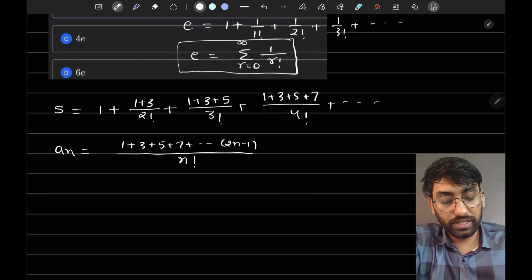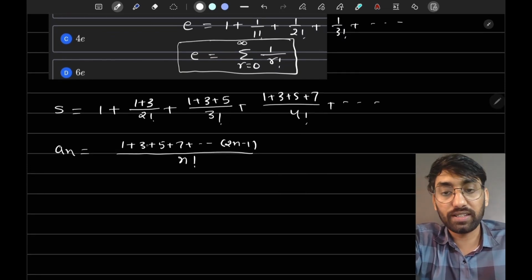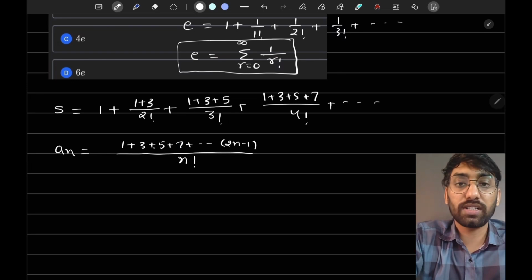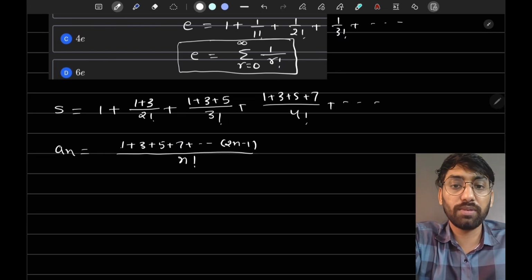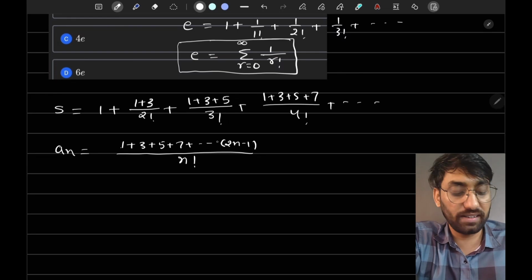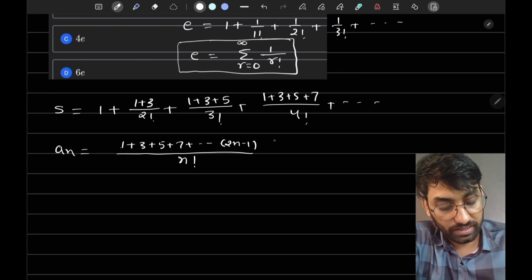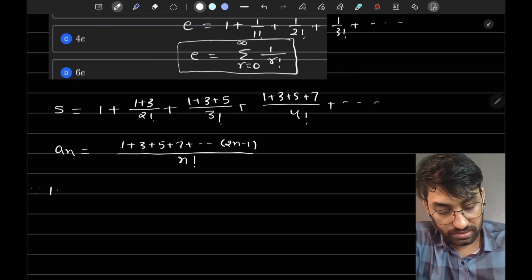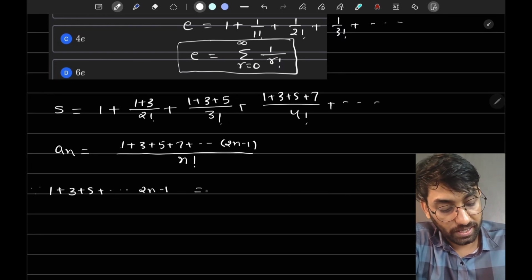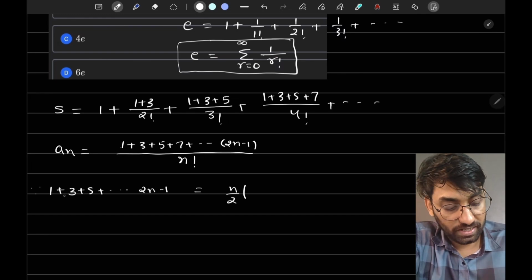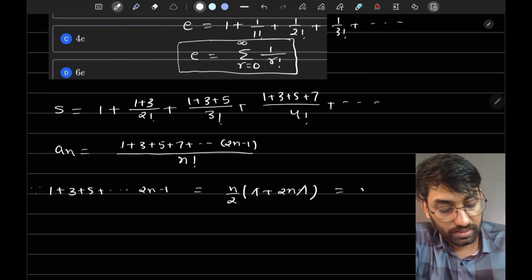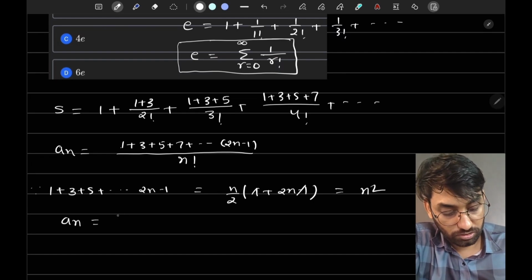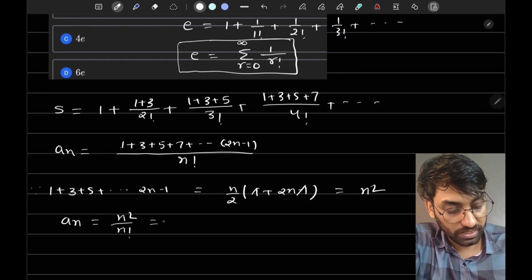Now, how to do it? If you closely observe, the numerator is an arithmetic progression whose first term is 1 and the common difference is 2, and we need to find the sum of the first n terms. Since it is 1 plus 3 plus 5 and so on till 2n minus 1, this becomes n by 2 times (a plus l), so 1 plus 2n minus 1. It becomes n square. So the numerator is n square, and an becomes n square by n factorial.